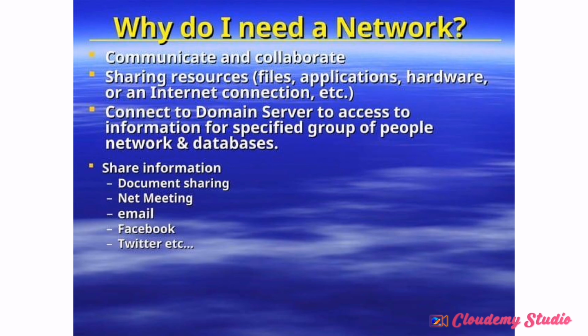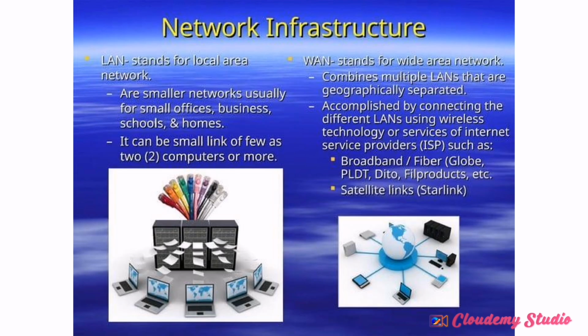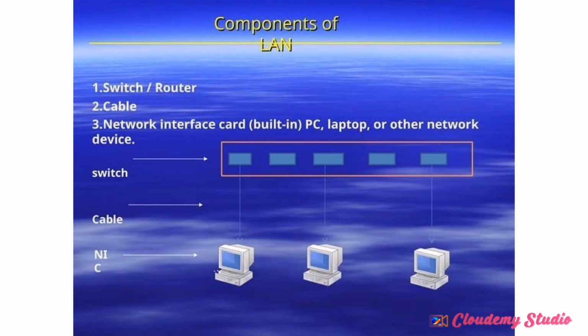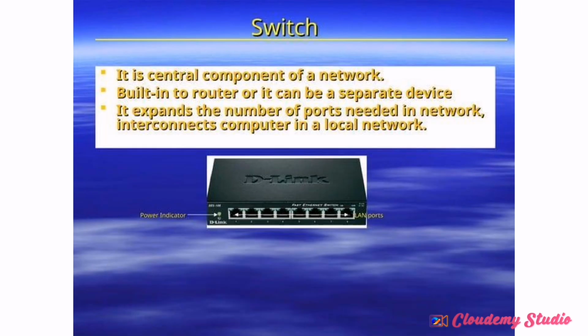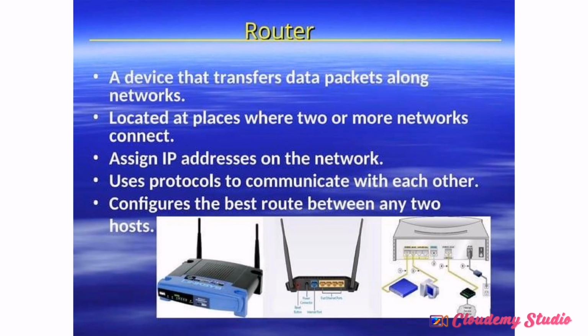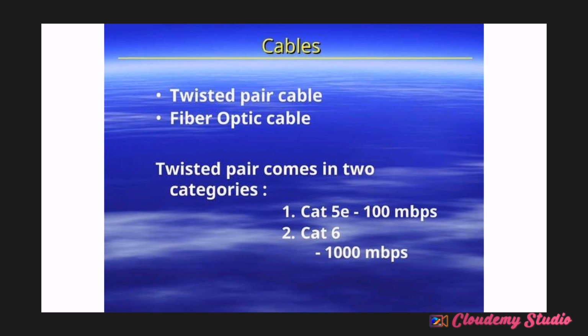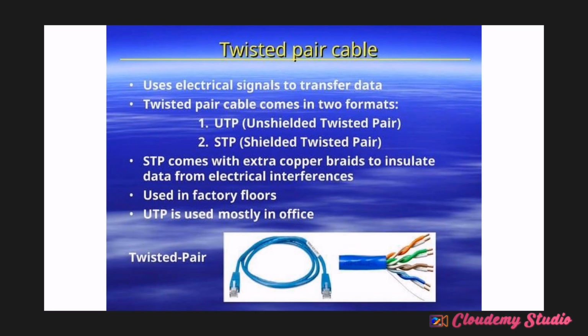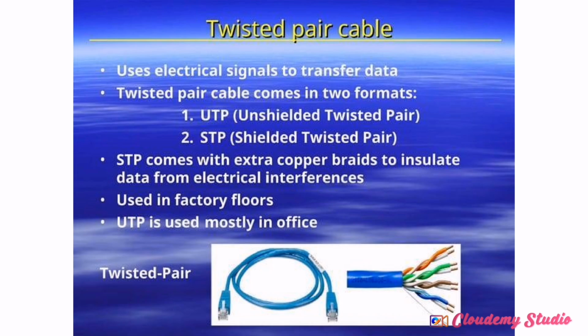Why do I need a network? Network infrastructure, types of networking. All these are the things that we're going to discuss in the next class. This is the D-Link, the switch, then the router, the cables, the twisted pair cable. Okay, those that are doing CCTV should also pay much attention to this part, because in CCTV we focus more on the networking and the configuration of the cameras, where you need to understand twisted pair cables.